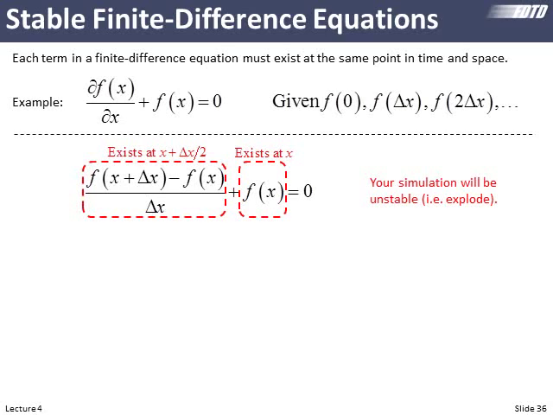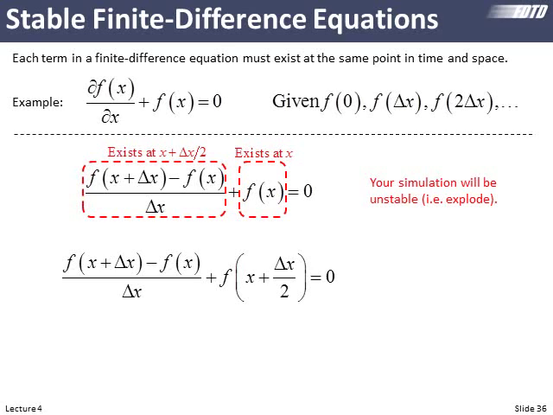This is what we need to do. We have our first order derivative, which exists at x plus delta x over 2. We need to add to it f at x plus delta x over 2. However, we're not storing that. We're only storing f at 0, at x, at delta x, 2 delta x. We don't have it at the midpoints. So what can we do?